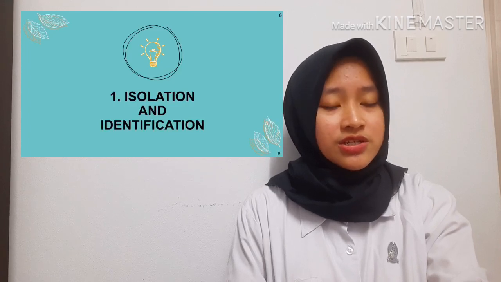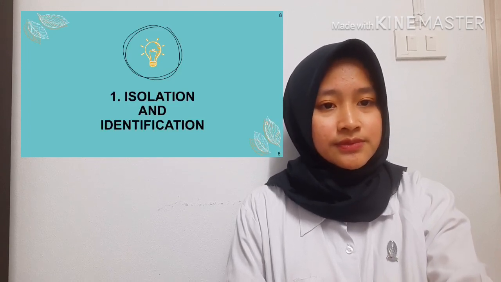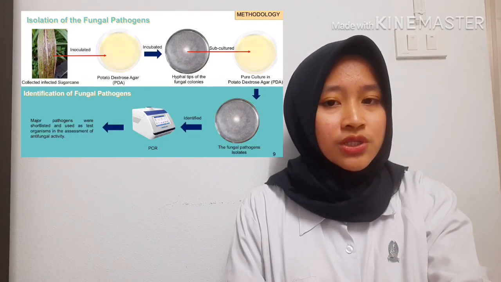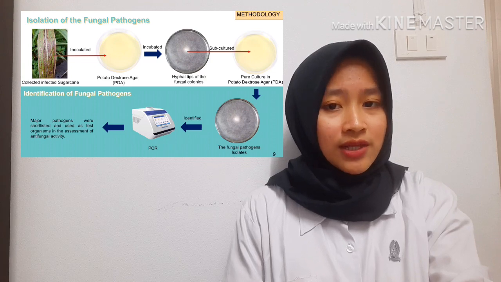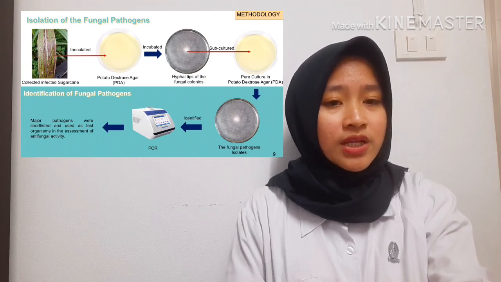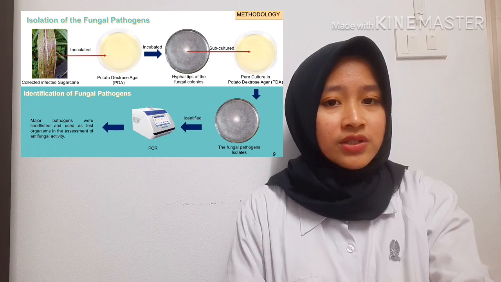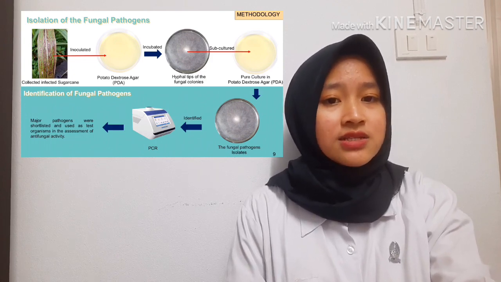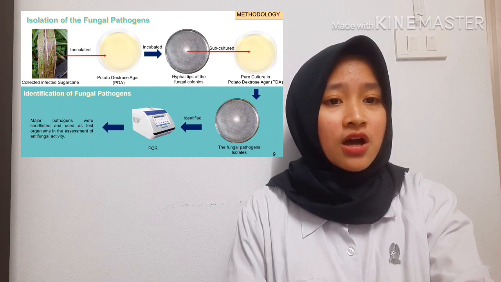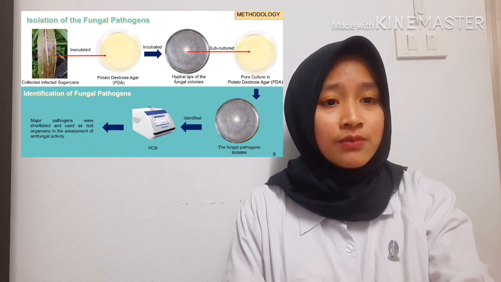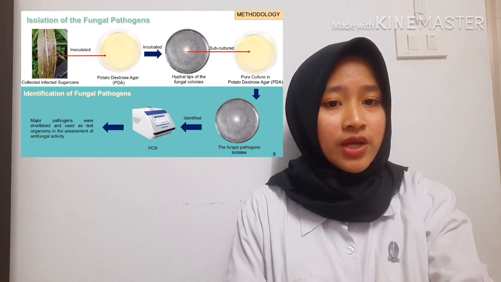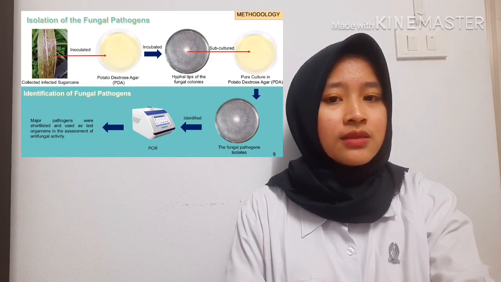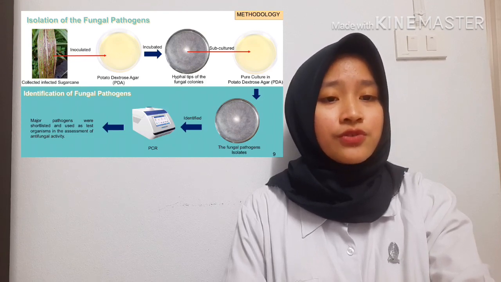The first section is isolation and identification. The first method is isolation of the fungal pathogens. They collect infected sugarcane and then incubate it on potato dextrose agar. After that, they incubate it and get the hyphal tips of the fungal colonies. They subculture into potato dextrose agar to get a pure culture. After that, they move on to the identification of fungal pathogens. The fungal pathogen isolates were identified using PCR. After that, the major pathogens were sorted and used for further studies.